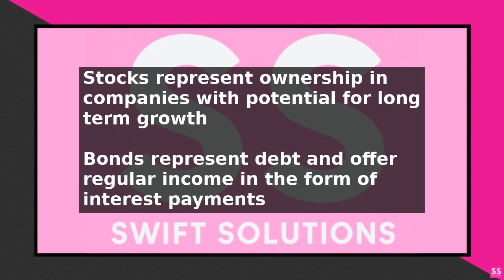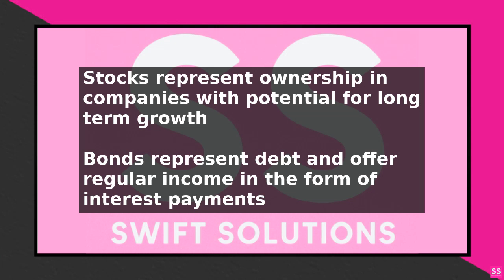Stocks, also known as equities, represent ownership in companies and offer the potential for long-term growth. Bonds, on the other hand, represent debt and offer regular income in the form of interest payments. Real estate investments, such as real estate investment trusts or REITs, offer exposure to the property market and can provide a steady income stream. Commodities, such as gold and oil, can provide a hedge against inflation and market volatility.